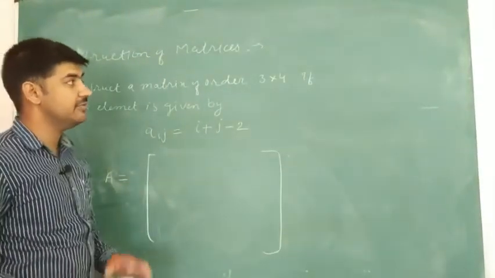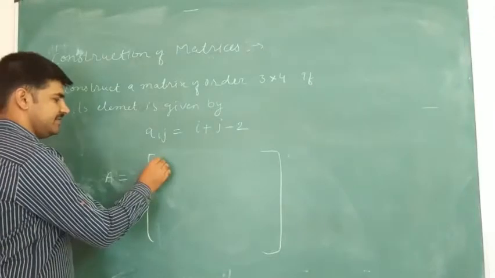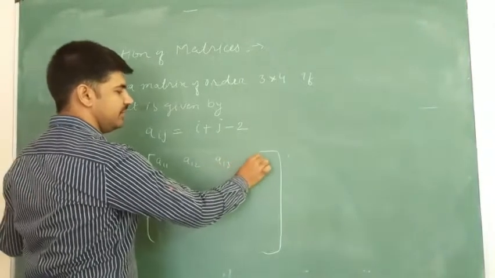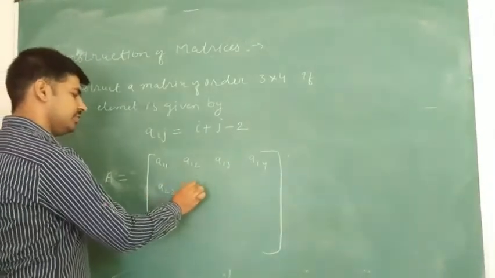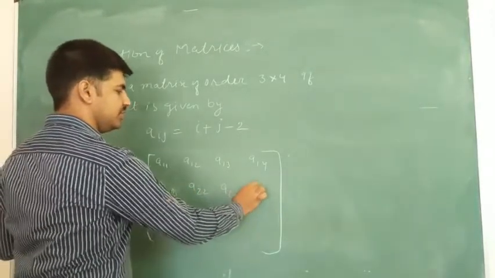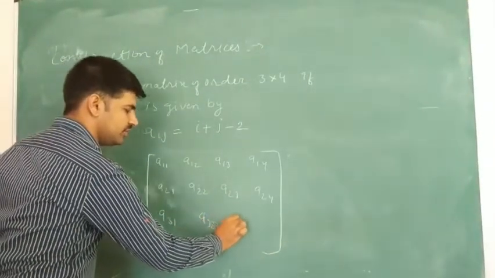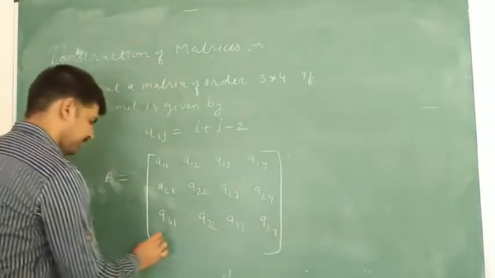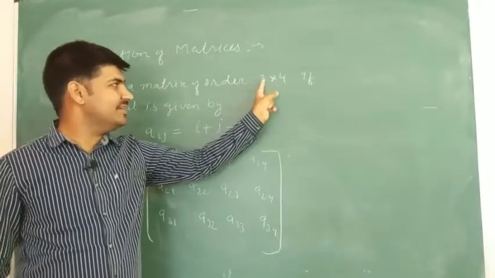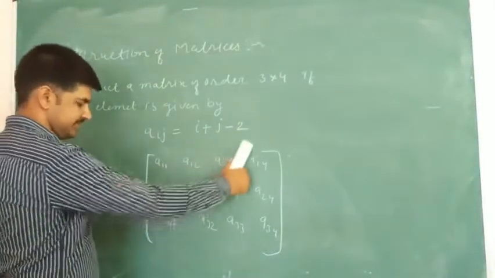So the standard form of a matrix containing 3 rows and 4 columns is A11, A12, A13, A14, A21, A22, A23, A24, A31, A32, A33, A34. So this is the standard form of a matrix containing 3 rows and 4 columns. See, there are 3 rows, first, second and third, and 4 columns in the matrix.